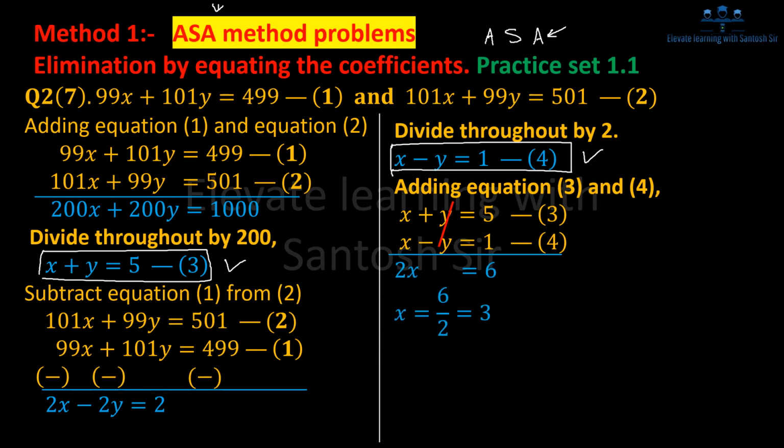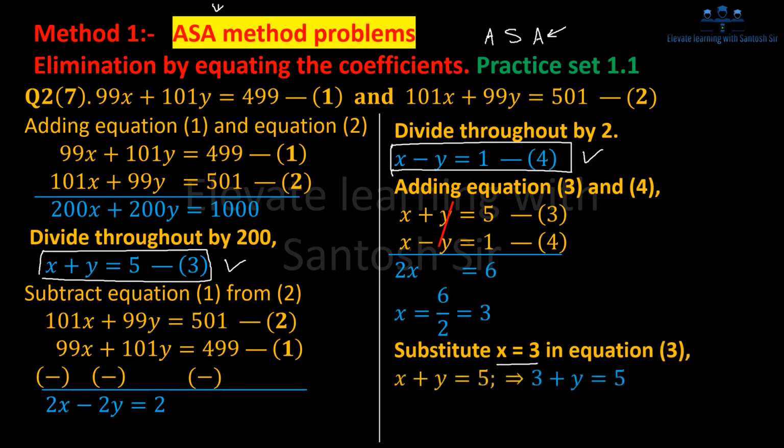Once we get the value of x, we can use this value of x in any of the simple equations. Don't go in first and second equation, they are difficult. Go for any one from third and fourth. So I am going with equation 3. In equation 3, I'll put 3 in place of x, as x is 3. So x plus y is equal to 5 becomes 3 plus y is equal to 5. So y becomes equal to 2. Hence the solution is x comma y is equal to 3 comma 2.